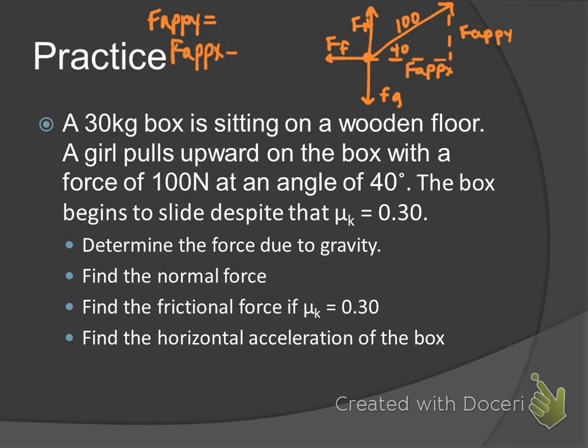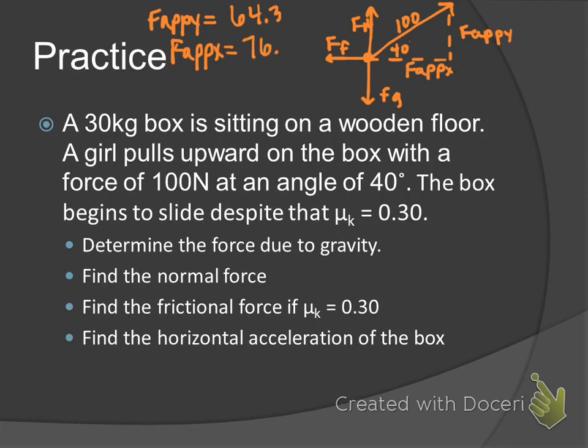It's K, it's kinetic. That's just the coefficient. So to find Y, is that going to be sine or cosine? Good, 100 sine of 40, and then for X, we're going to do 100 cosine of 40. And both of those components are going to be positive.